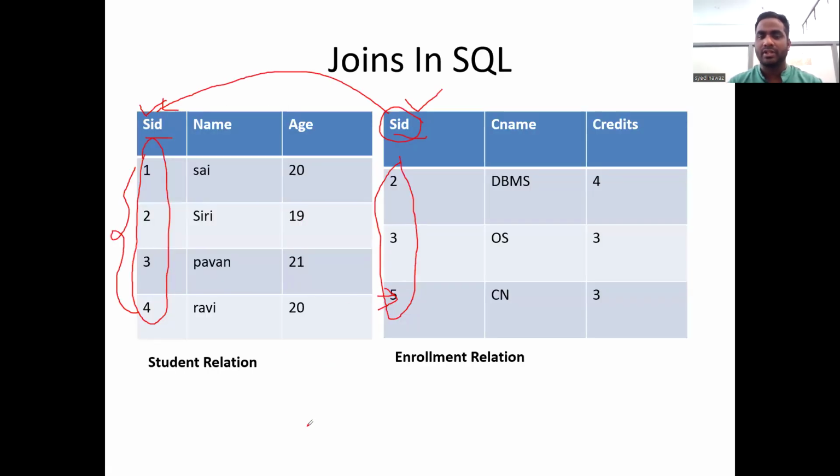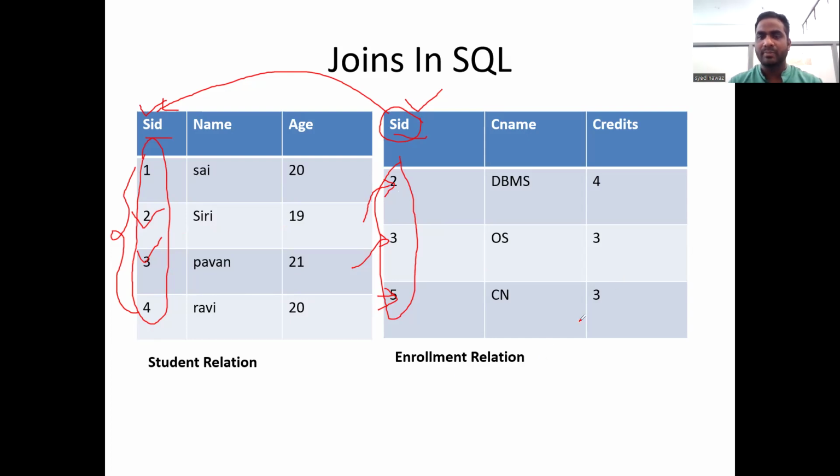If I perform an inner join on these two relations, that is the student table and the enrollment table, what is the output that I'm going to get? What are the common records here? Common records are 2 and 3. These two records are common in these two relations. In the resultant, you are going to get 6 attributes: SID, name, age, SID, CNAME, and credit. And the tuples that you are going to get are 2 Siri 19, 2 DBMS 4, and 3 Pawan 21, 3 OSN 3.